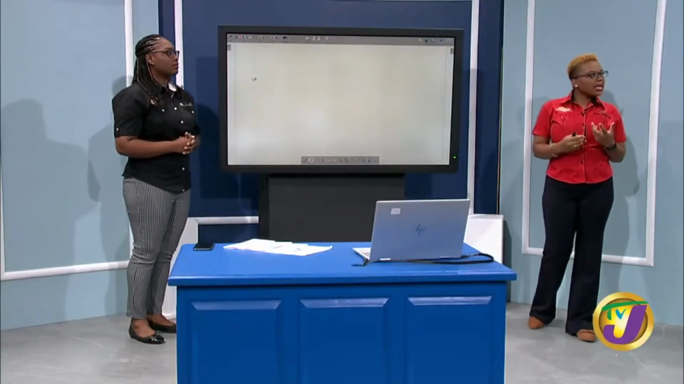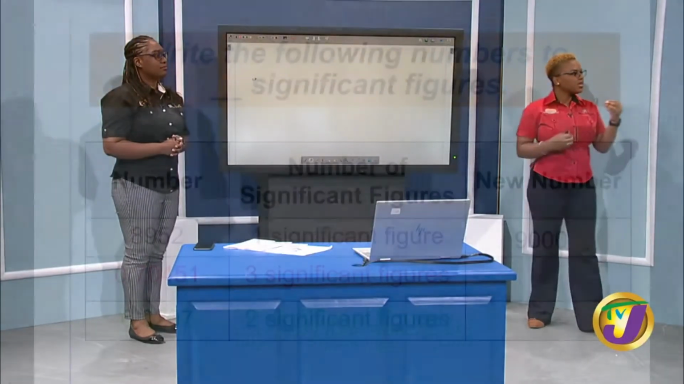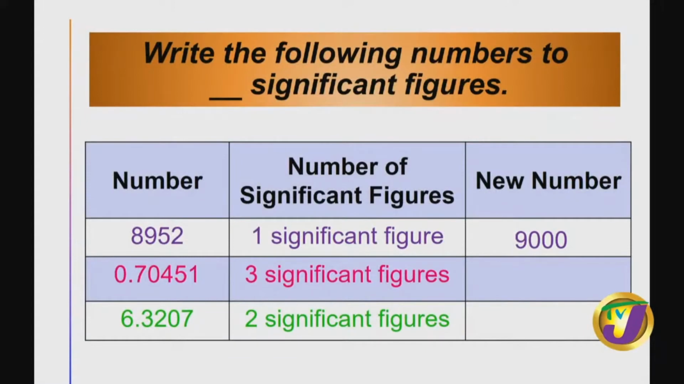Okay, all right. Now we have 0.70451, and we need to write this number to 3 significant figures. Where would we start? I would start at the 7, because zeros at the front, what we call those again? Leading zeros. Leading zeros are not significant. So my first significant digit would be 7, and I need to write it to 3 significant figures.